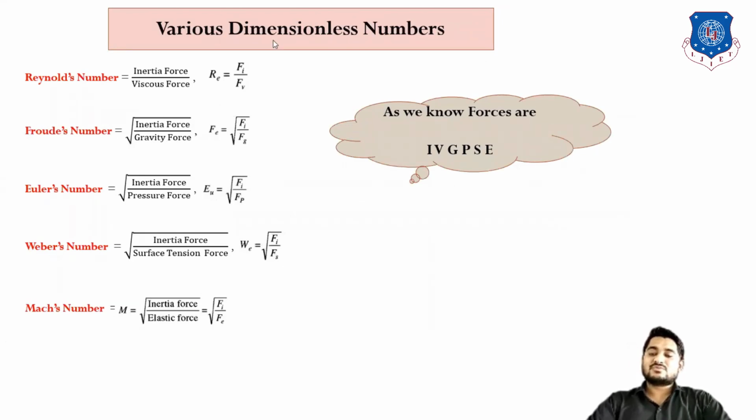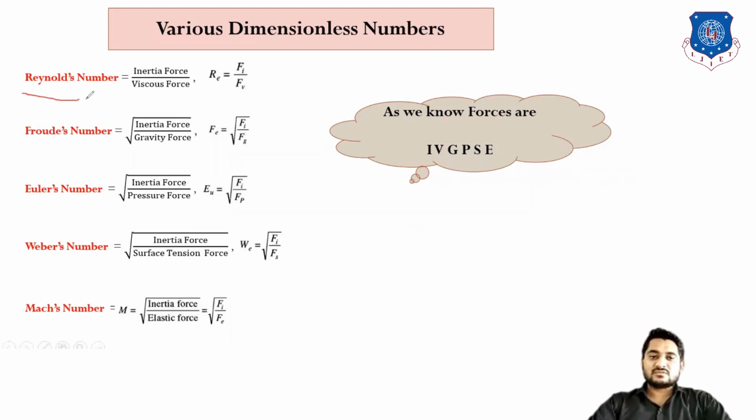Now, various types of dimensionless numbers are based on it. So you have to remember the sequence of these forces. Then after that you can derive the equations of these dimensionless numbers. So let us revise the forces: IVGPSE. That means inertia, viscous, gravity, pressure, surface tension and elastic force.